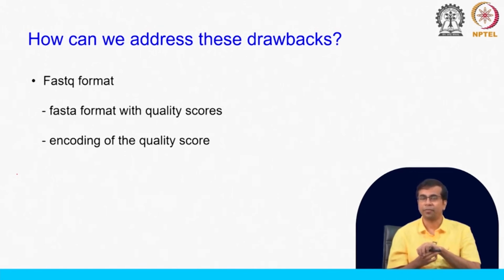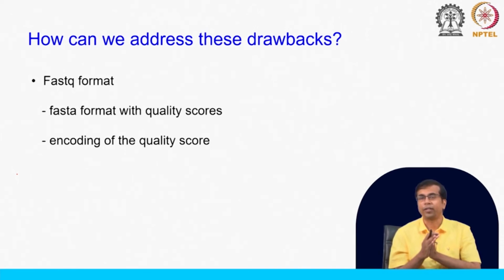Okay. The name comes from FASTA format with quality scores. So, you have this Q, which means quality, right. It still resembles the FASTA format to some extent, but it also contains the quality score in the same file. In addition, you have this sequence and the quality score in one place in the file. In addition, you have the quality score encoding, right.